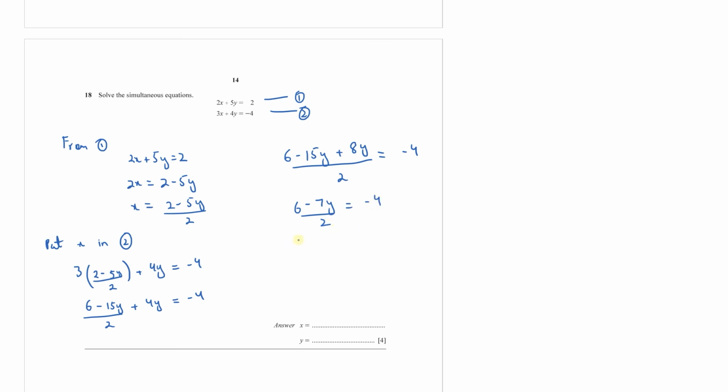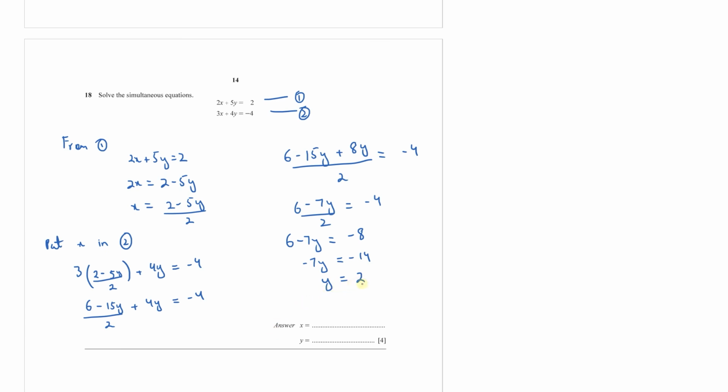I can take the 2 to the other side. 6 minus 7y equals minus 8. And then if I take this 6 to the other side, I get minus 7y equals minus 14. And y will be equal to 2.